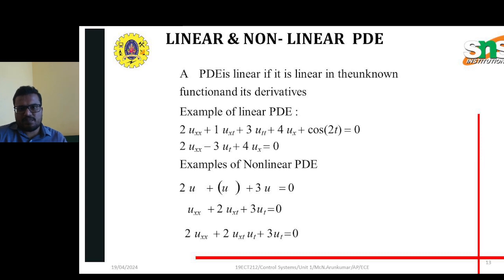Linear and non-linear partial differential equations. All the first order and second order have been combined by using these partial differential equations. It has to be followed by 2 uxx plus 1 uxt plus 3 ux plus 4 u plus cos 2t, because all the variables are present in this equation, so that we can choose the differential equation as same order.